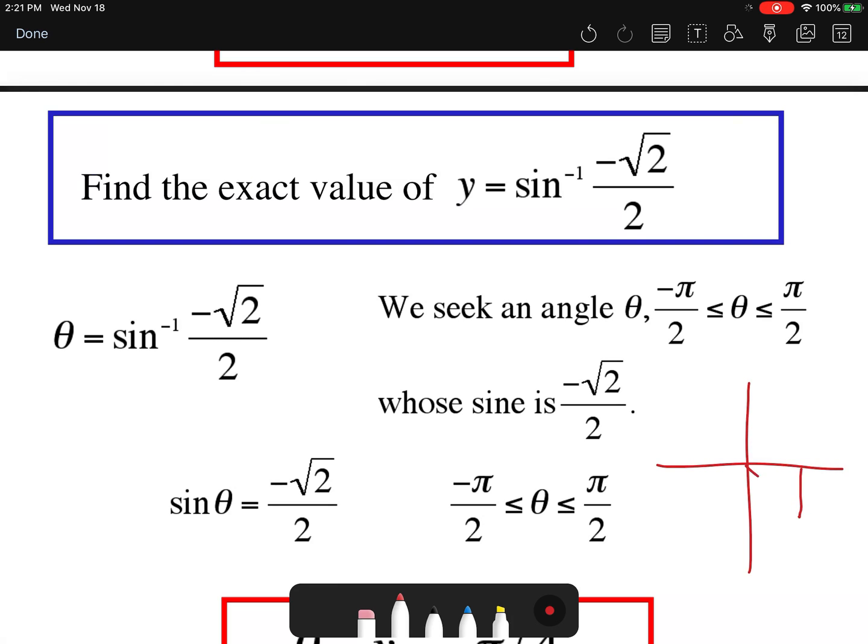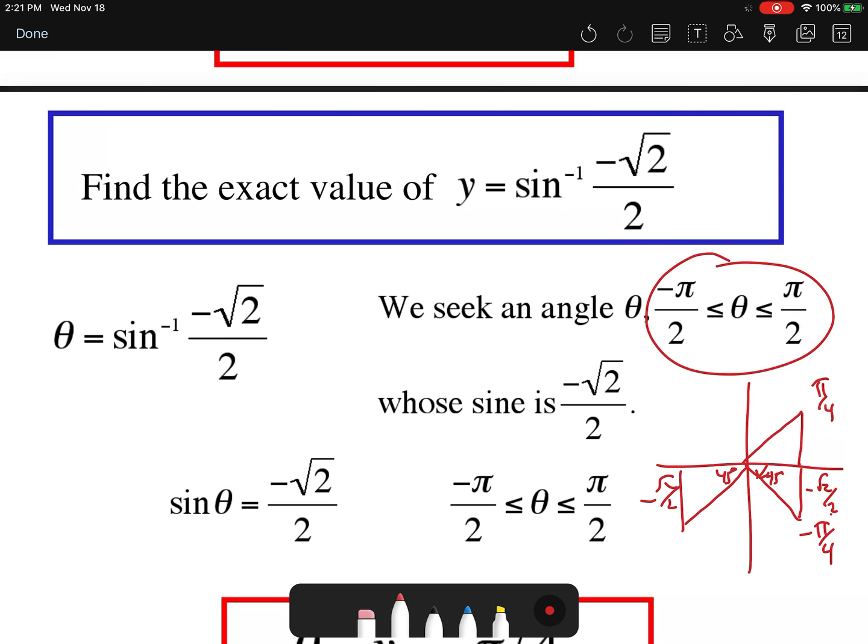Well, let's think about it. When is sine negative? Well, sine's negative there, and it's negative there. Obviously, that's got to be a 45-degree angle, and that's got to be a 45-degree angle. So remember, it's only good between negative pi over 2 and positive pi over 2. So this angle going down is negative pi over 4, or 45 degrees, instead of positive pi over 4. Positive pi over 4 is up here. So the answer then is negative pi over 4.